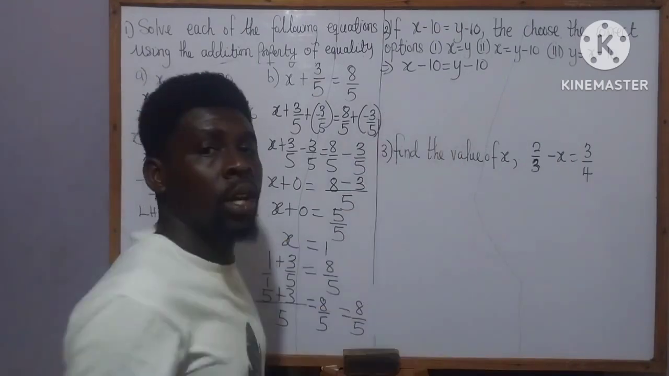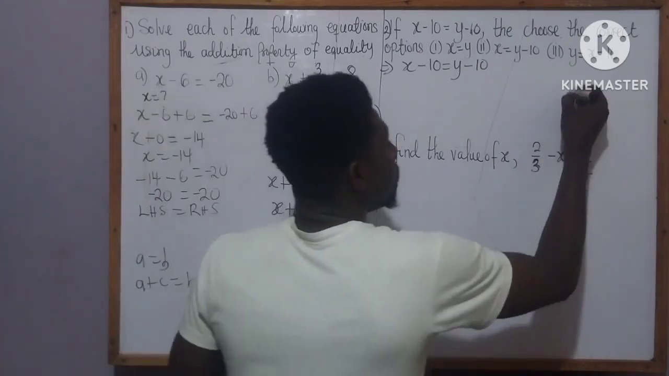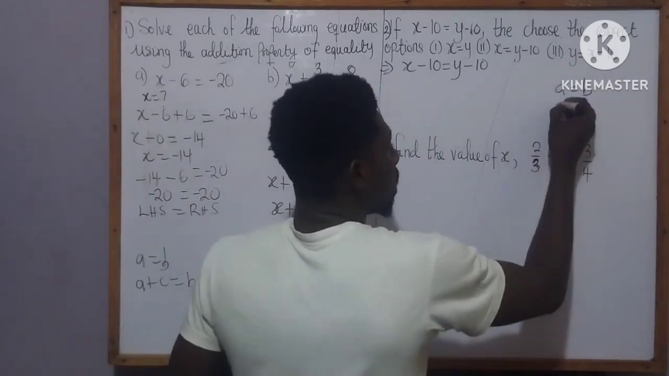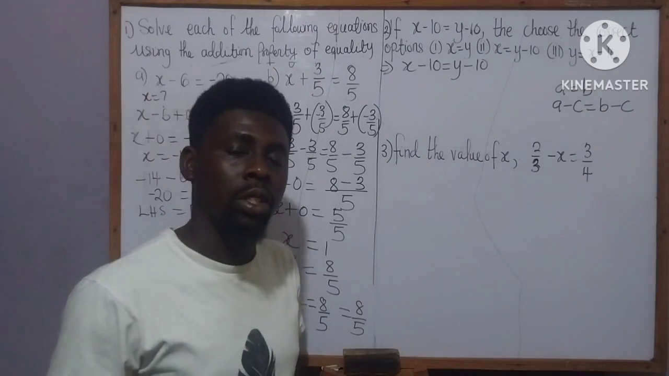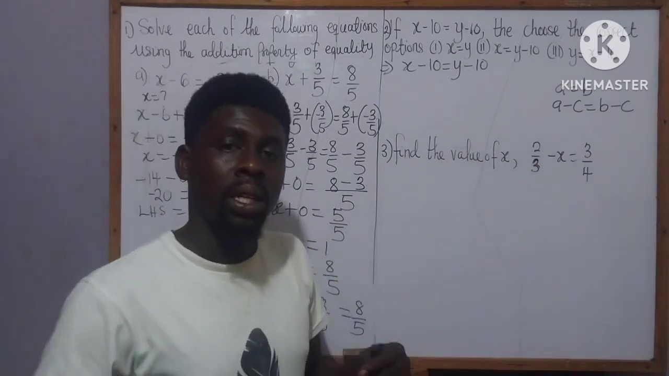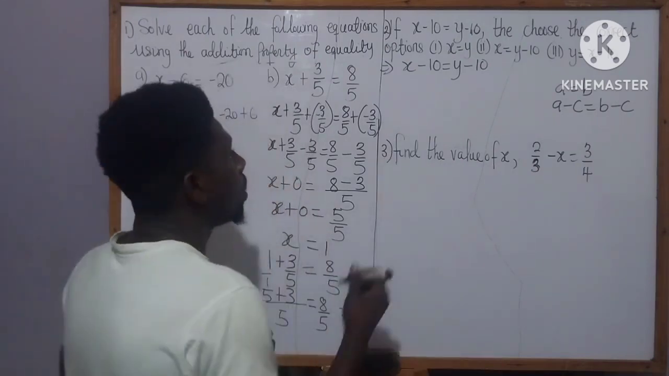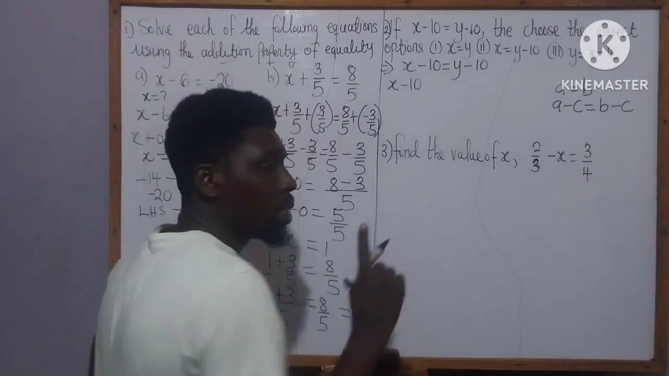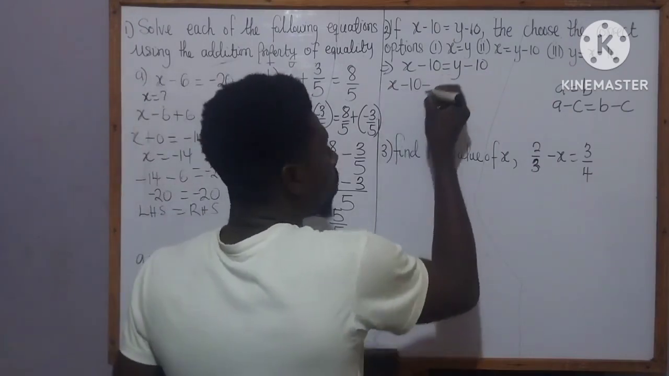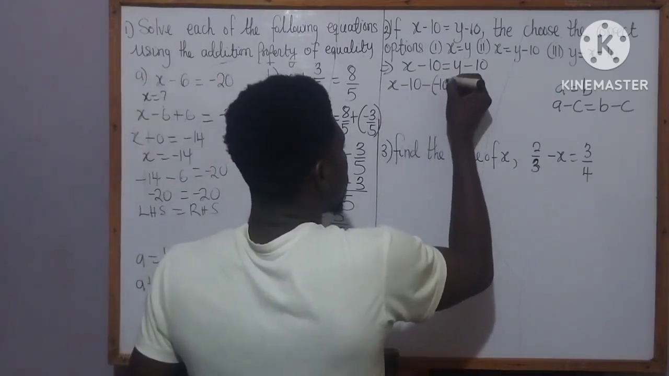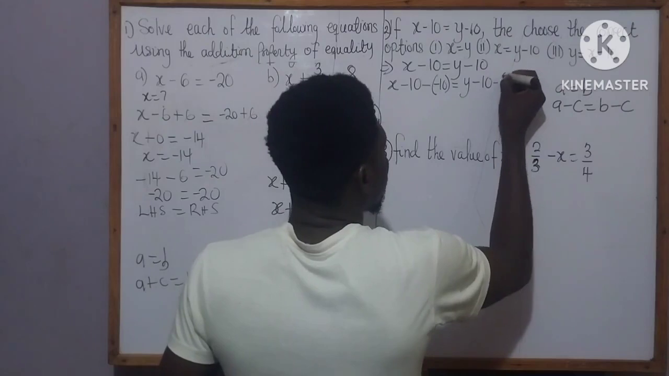So with this, we want to use the subtraction property of equality, which states that if A is equal to B, then A minus C should be equal to B minus C, meaning that if the same value is subtracted from both sides of the equation, then the two sides of the equation will still remain the same. So let's apply it over here. So x minus 10. This time around, remember we are using the subtraction property of equality. So I'm going to take away or subtract negative 10 from the left hand side and do the same to the right hand side.